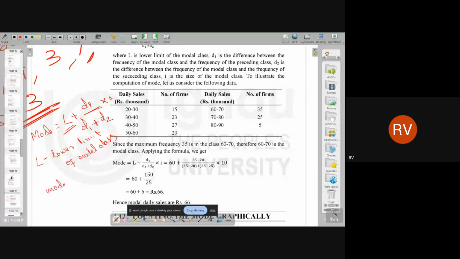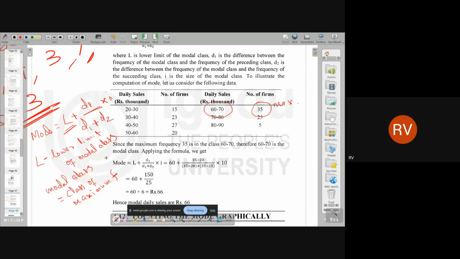How to find the modal class? The modal class is the class corresponding to the maximum frequency. Here the daily sales and the number of firms are given. The maximum frequency, that is, the maximum number of firms, is 35. This is the modal class.